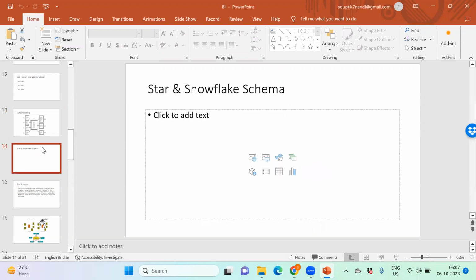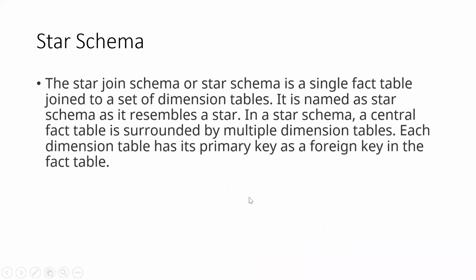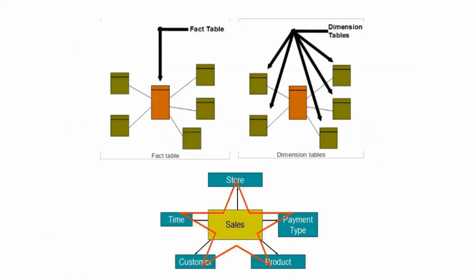So now, different kinds of data modeling. Generally, we have star schema and snowflake schema. Any one of the approaches we can follow for creation of a data model. In a star schema, let me show you the diagram of how a star schema looks. Okay, so a star schema should look like this.